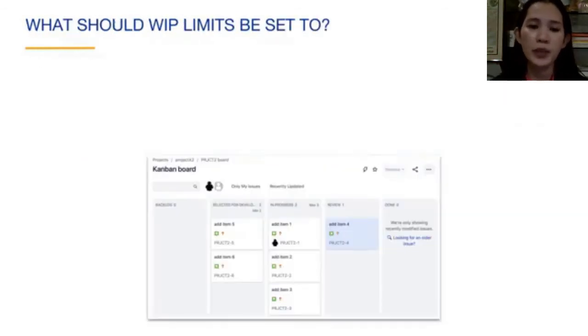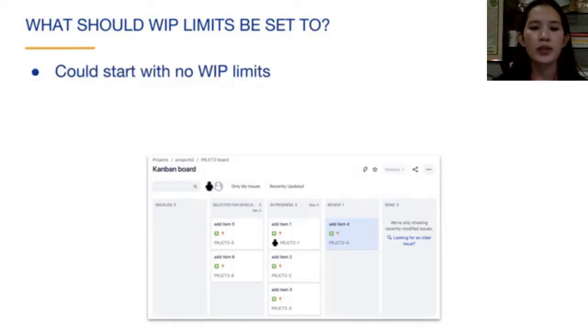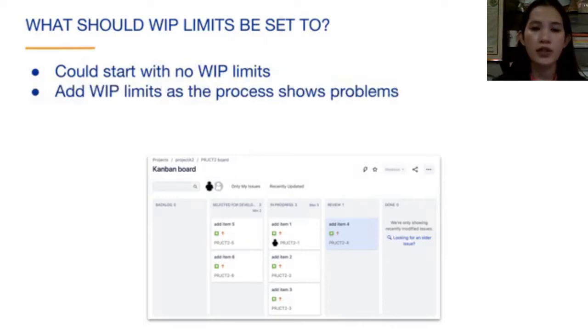What should work in progress limits be set to? The short answer is that it depends on the specific project and the team. Here are some ideas. You could start with no work in progress limits and see if the issues are flowing nicely. You could add limits as the process starts to show problems.